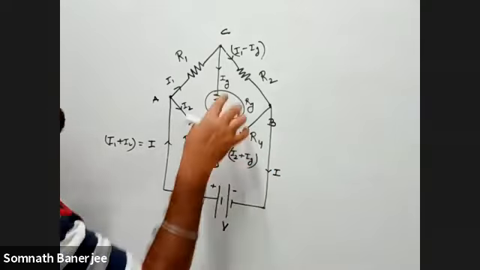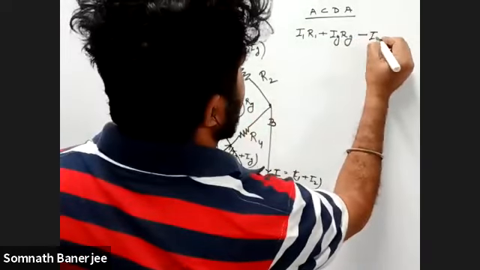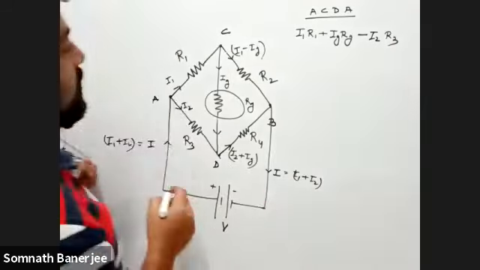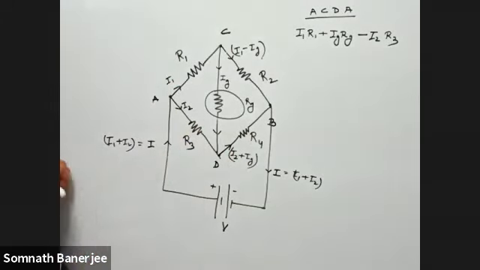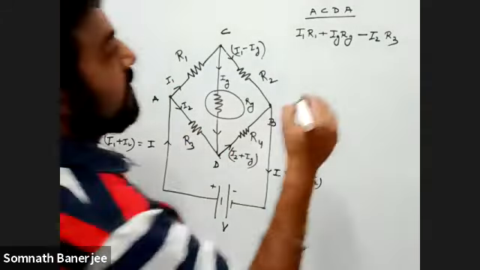And as it is a balanced Wheatstone bridge, first you have to write in the loop A, C, D, A. In this loop, what we can see, we are moving in the direction of current. So we can write I1 R1. Now we are moving again in the direction, so plus IG RG. Now we are moving in the opposite direction, see, current is moving in this direction and we are moving opposite, so minus I2 into R3. So we start from A, we end at A, so we can write that equals zero. Let it be equation number one.